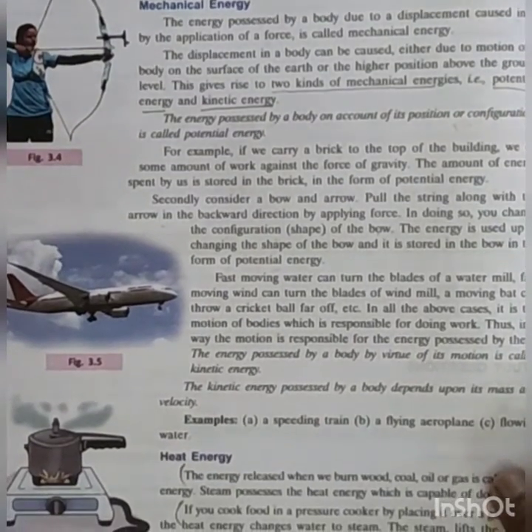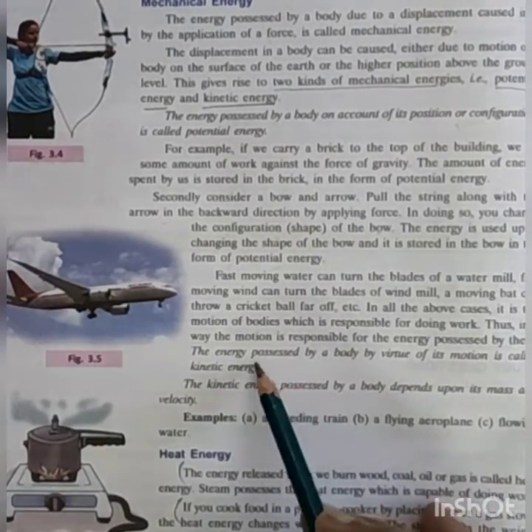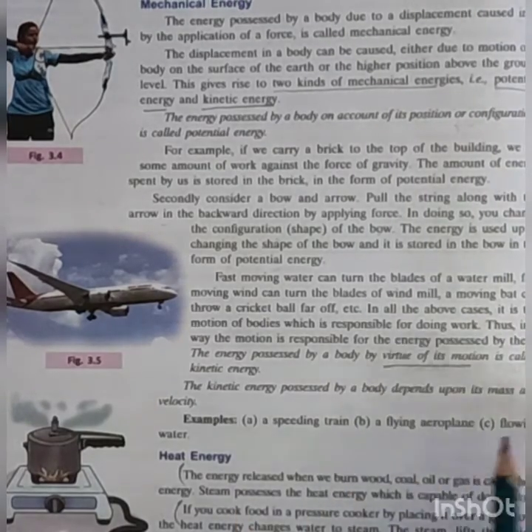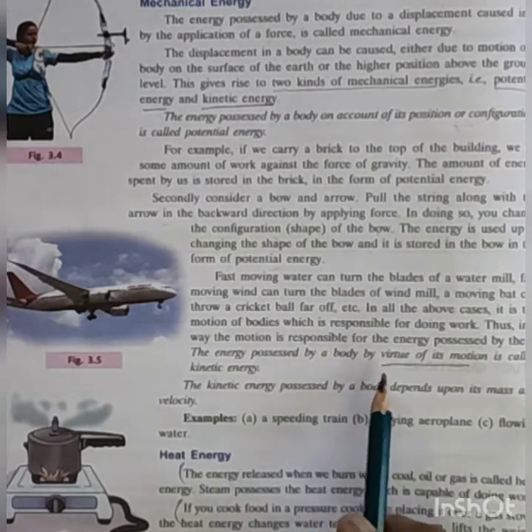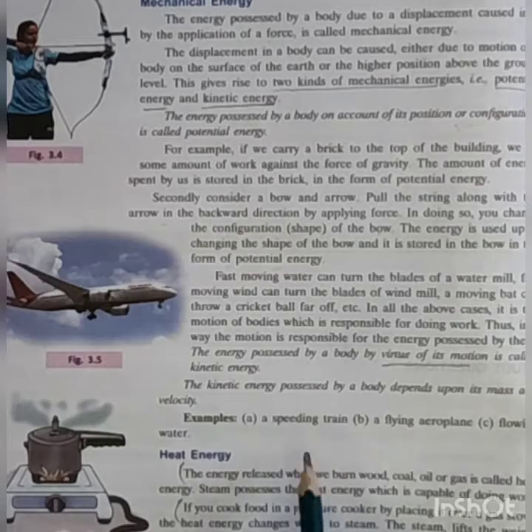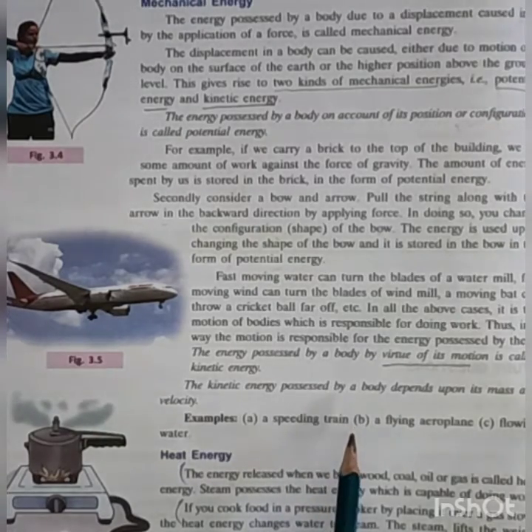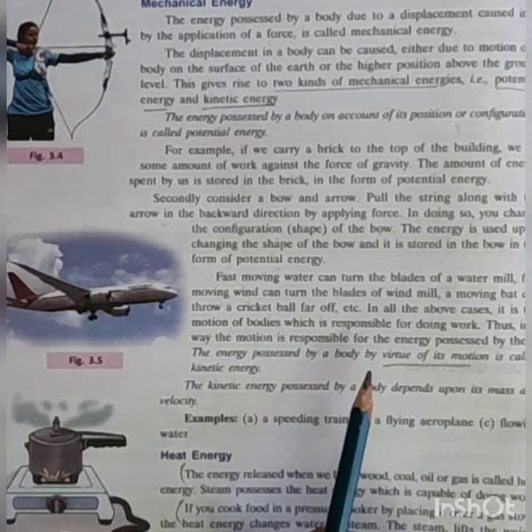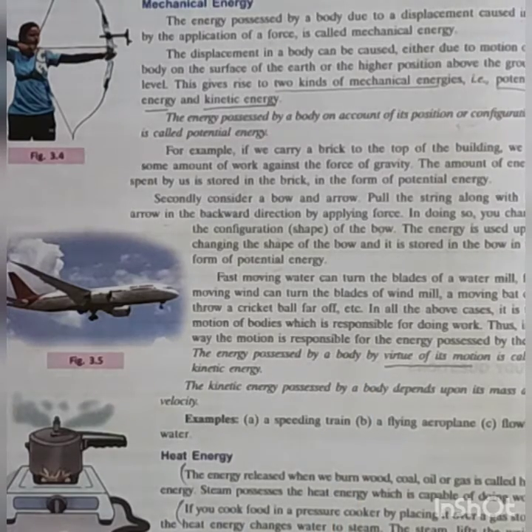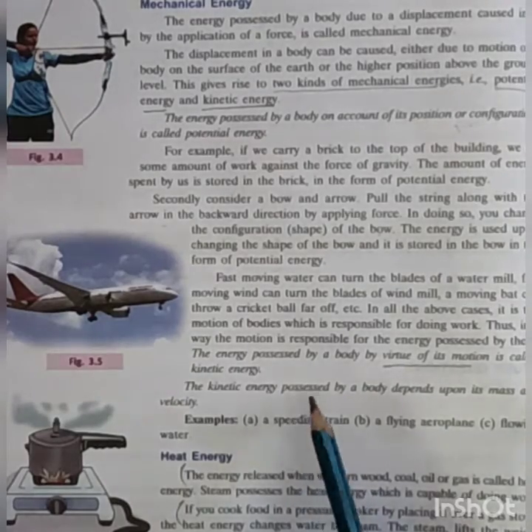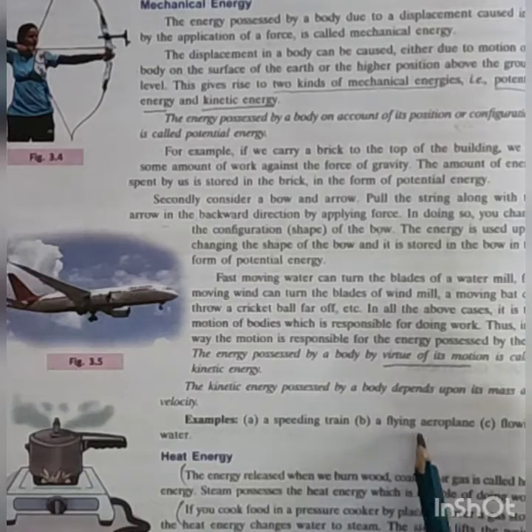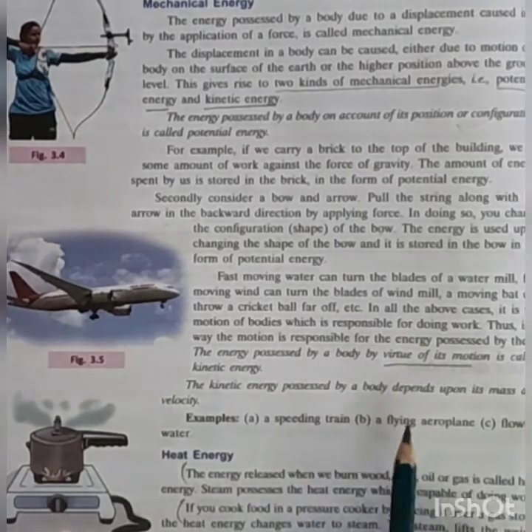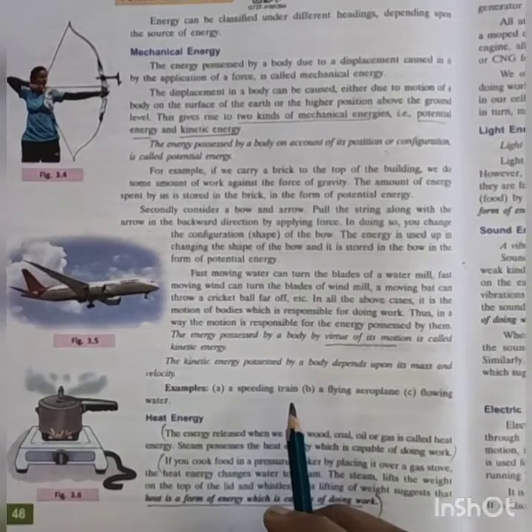Next we have kinetic energy. Kinetic energy is related to motion. The energy possessed by a body by virtue of its motion is called kinetic energy. The kinetic energy formula is half mv square: half into m for mass and v for velocity or speed. Examples are a speeding train or a flying aeroplane, that is, any object which is in motion. This energy is called kinetic energy. So mechanical energy is of two types, potential and kinetic energy.